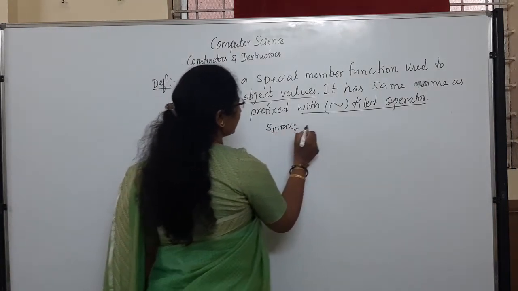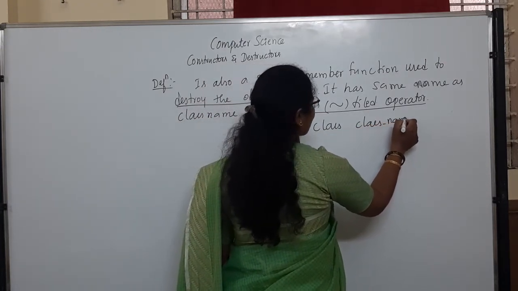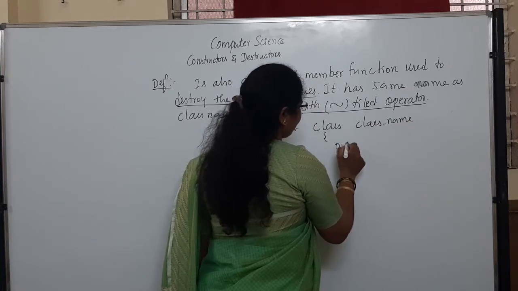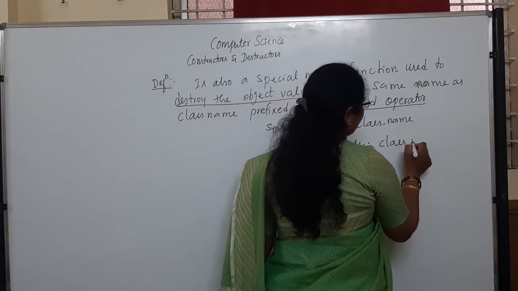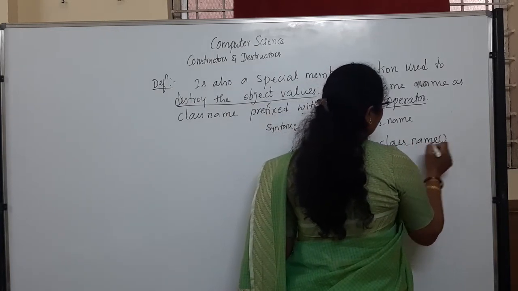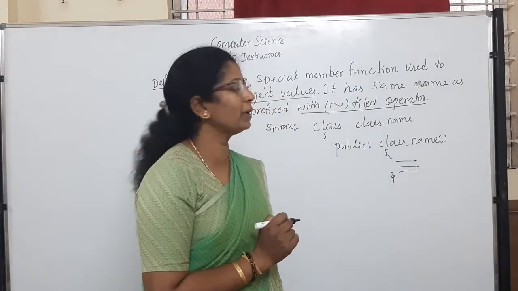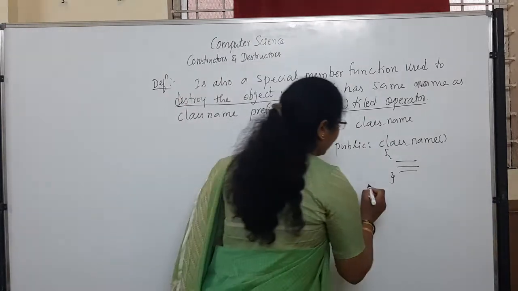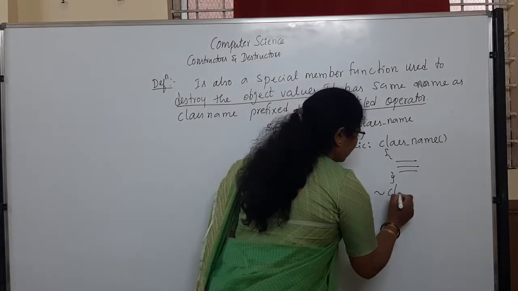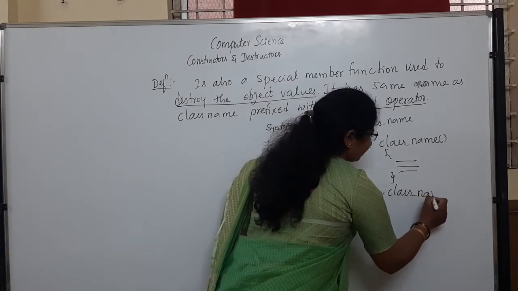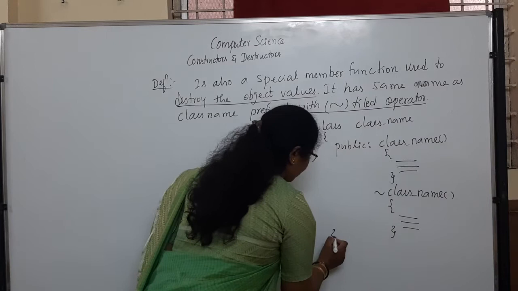Syntax of the destructor: class followed by class name. It is also declared under a public section, and please remember, without a constructor, a destructor is not to be defined. So first, one of the constructors has to be defined in your program. Then you can write the destructor. This is the operator used to define the destructor, then class name. Write the code for this. Did you get it? Understood?